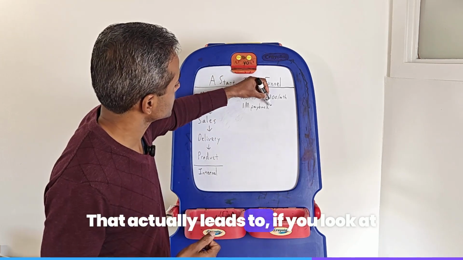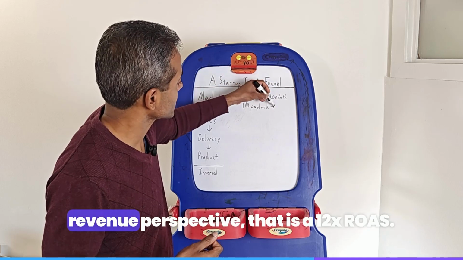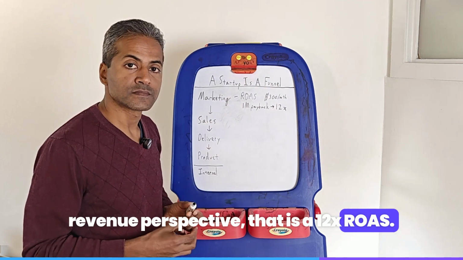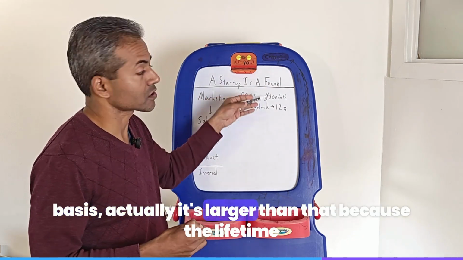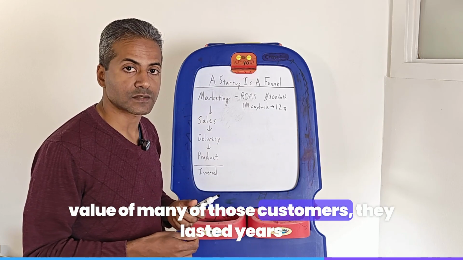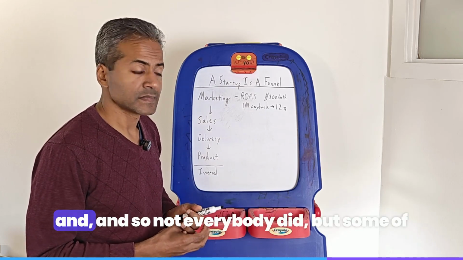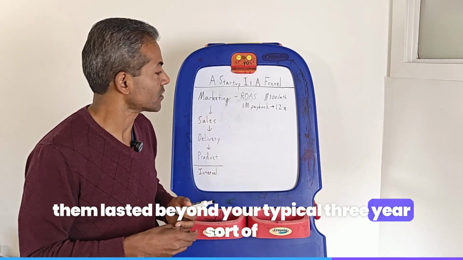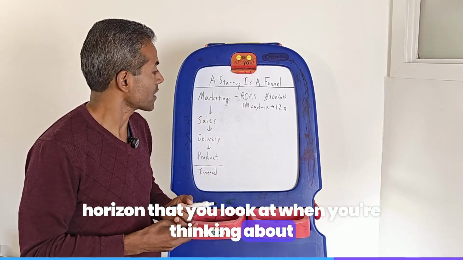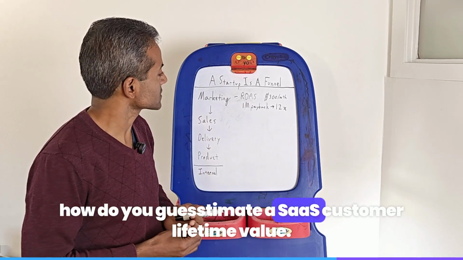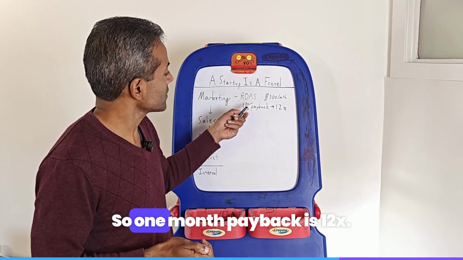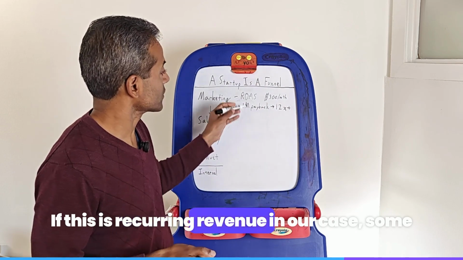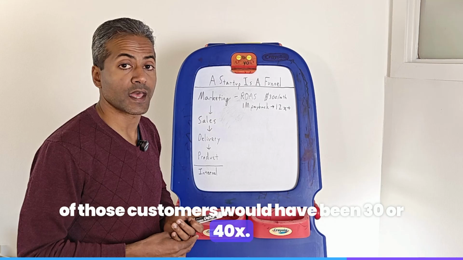If you're thinking from a recurring revenue perspective, that is a 12x ROAS if you just look at it on an annualized basis. Actually it's larger than that, because the lifetime value of many of those customers, they lasted years. Not everybody did, but some of them lasted beyond your typical 3-year horizon that you look at when you guesstimate a SaaS customer lifetime value. So 1 month payback is 12x. It's really 12x plus if this is recurring revenue. In our case, some of those customers would have been 30 or 40x.